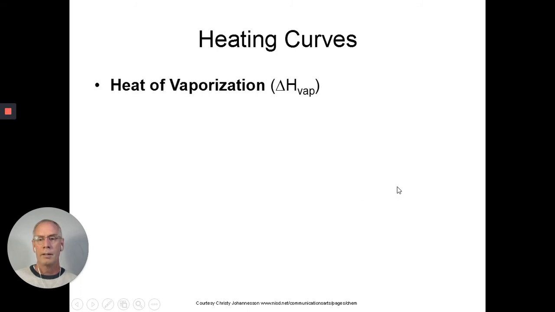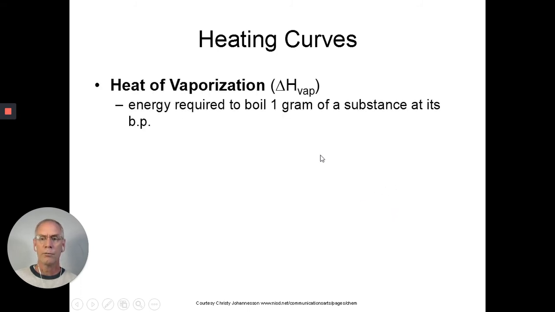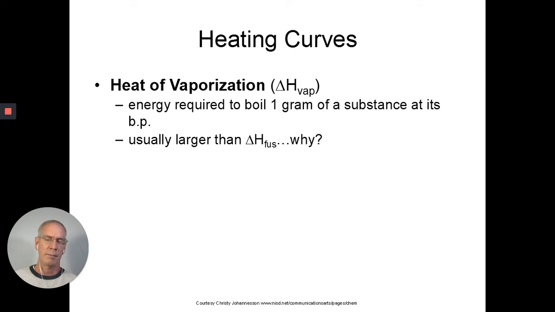So on a heating curve, we also have that second plateau, the heat of vaporization. And that's how much energy it takes to boil 1 gram of substance at its boiling point. And it's usually quite a bit larger than the heat of fusion, right? It takes a lot more energy to, let's just think about it, to boil water than to maybe melt an ice cube, right?